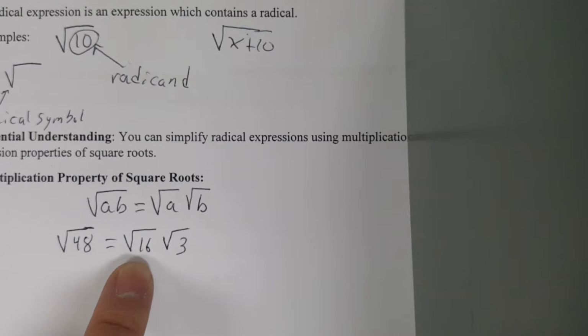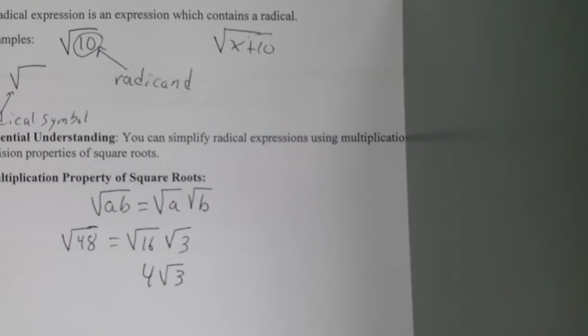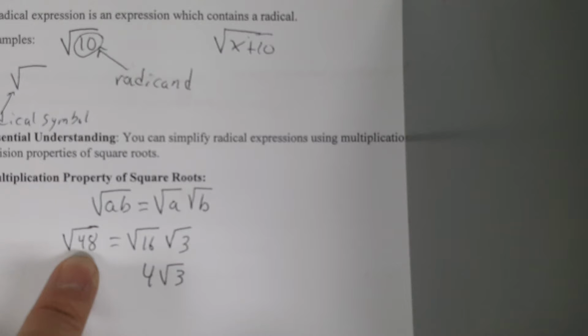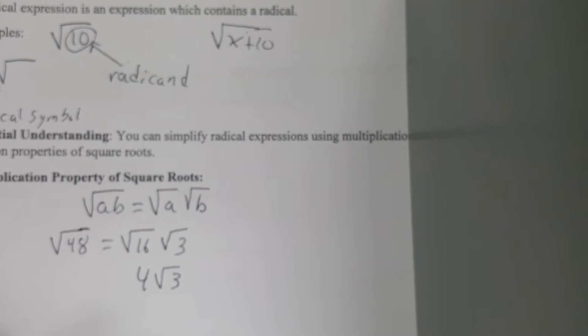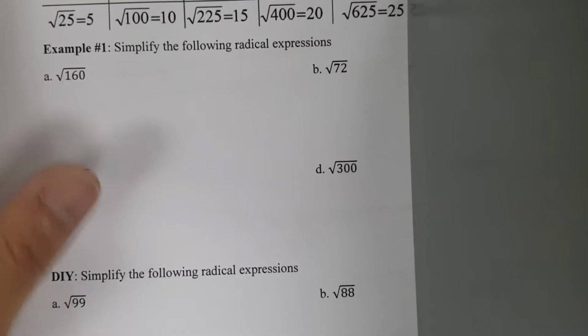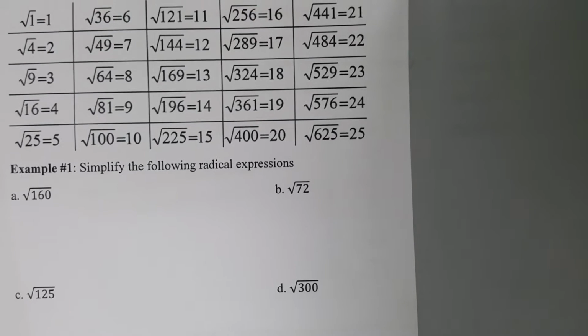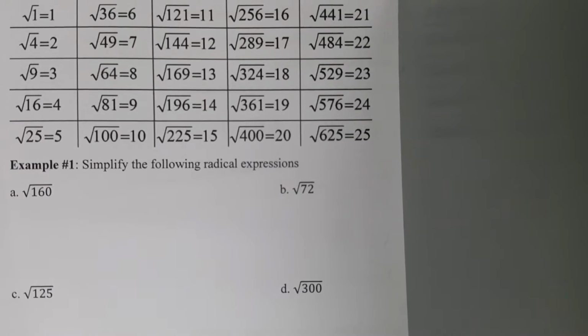However, I actually do know what the square root of 16 is. The square root of 16 is 4. So that's 4 radical 3. Okay? So 4 radical 3 is a simplification of the radical of 48. Now we're going to go through a couple of examples to show you how to get that simplification done. Okay. So on the next page, I gave you a table on the top for reference. And then here, we're going to simplify these radical expressions.